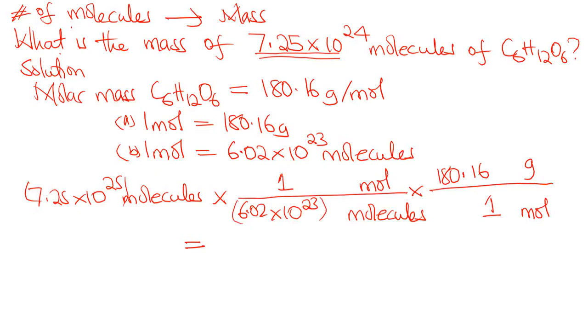So when you do the math for this one, the answer is 2170 grams. So I'm saying 7.25 times 10 to the power 24 molecules of C6H12O6 contain 2170 grams. So let's do the last one.